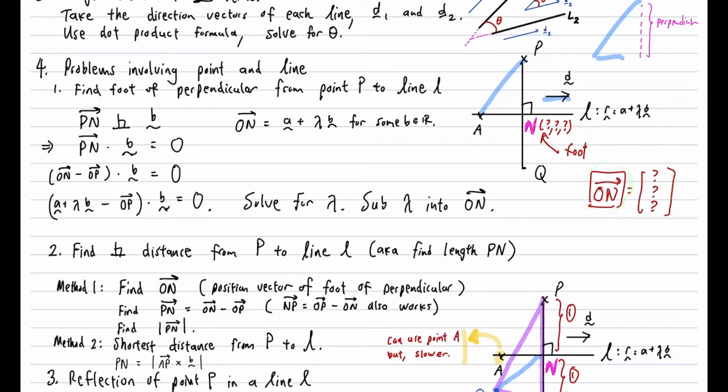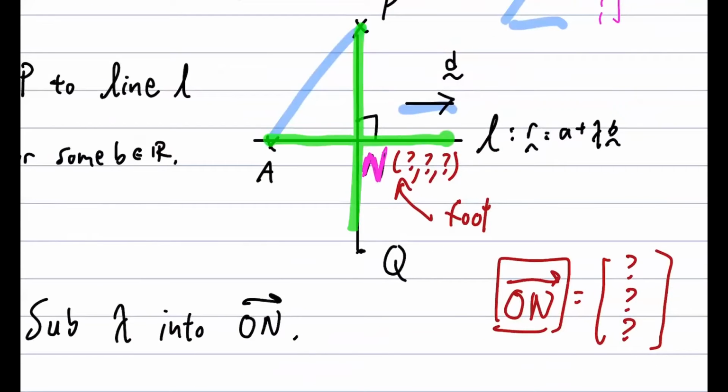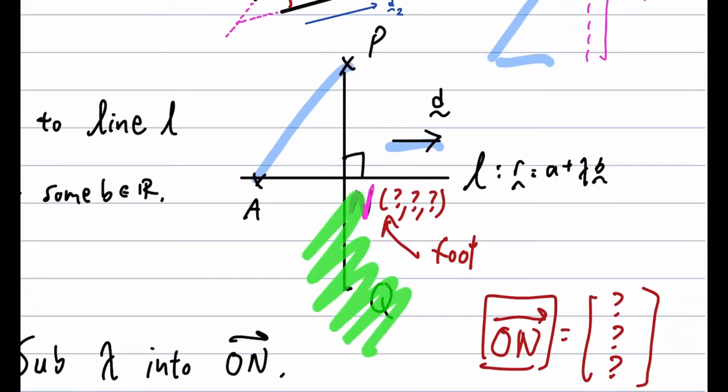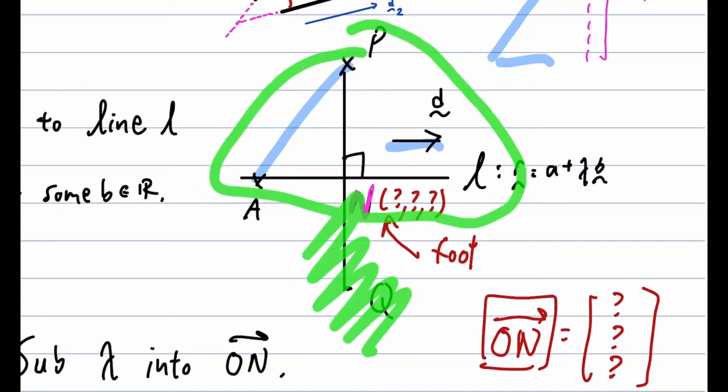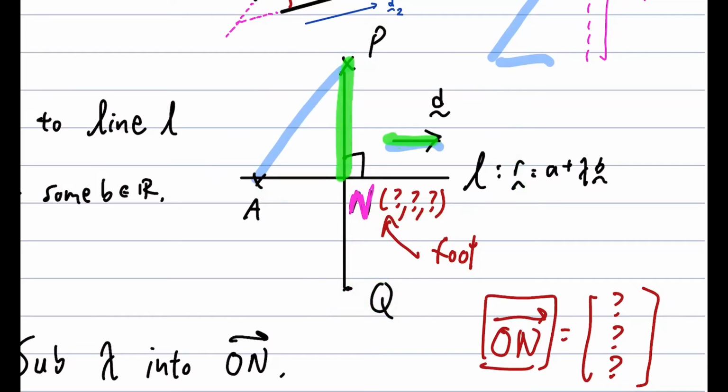How? Here's a trick. Do you remember a special property involving perpendicular vectors? Dot product. A dot B equals 0. Well done, very good. So A dot B is equal to 0 for perpendicular vectors. If you ignore the point N for now and focus on the top half only, do you notice that PN and the direction vector of the line are perpendicular? I highlighted in green. So they are perpendicular.